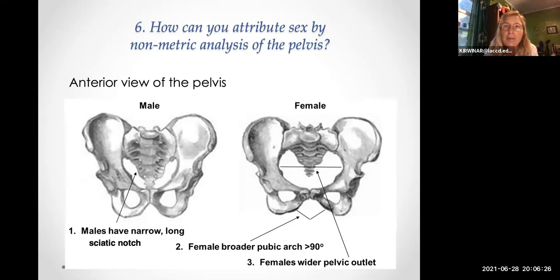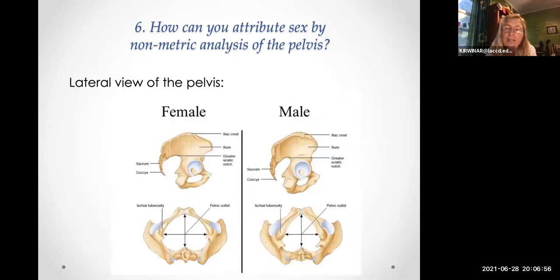All right. How do you attribute sex by non-metric analysis of the pelvis? By non-metric, I mean not taking any indices or measuring anything, just looking at it. So here are the main ways to attribute sex. First, I'll show an interior view of a male pelvis and a female pelvis. So males typically have a narrow, long sciatic notch. It's harder to see the sciatic notch on the interior view, so let me switch to the next screen, the lateral view of a female and a male pelvis.